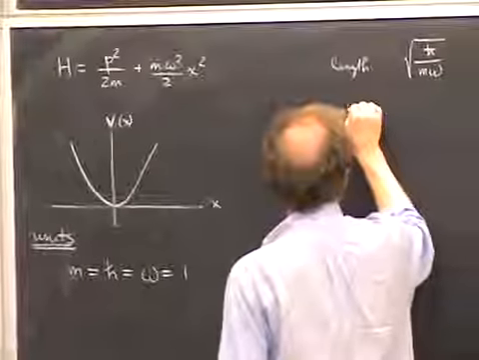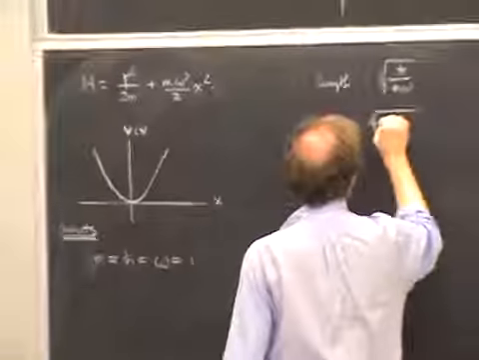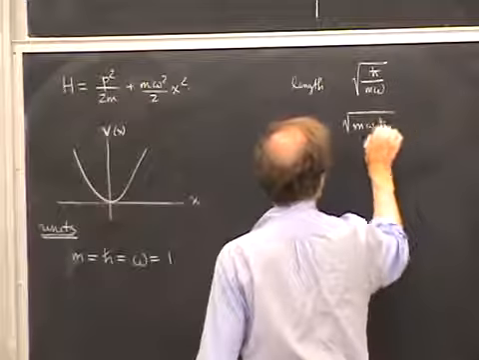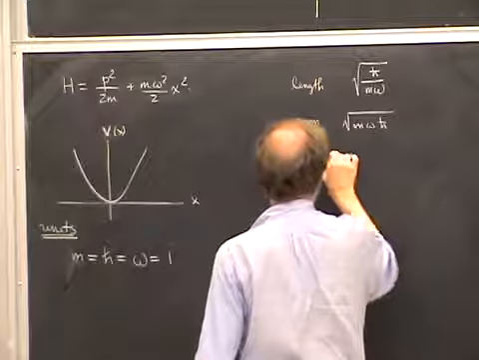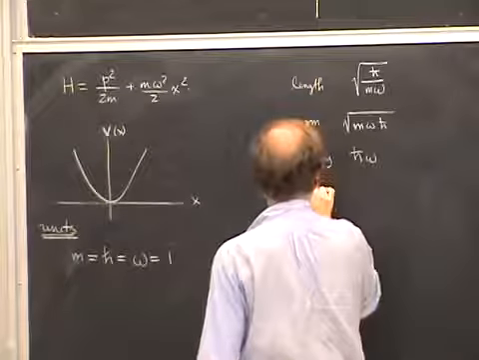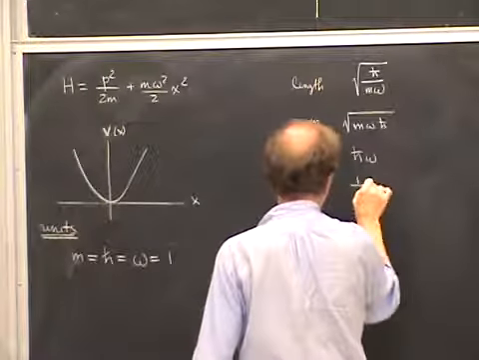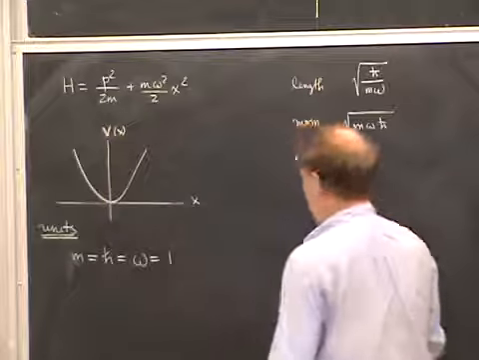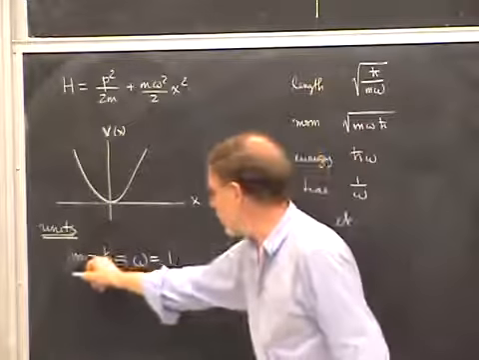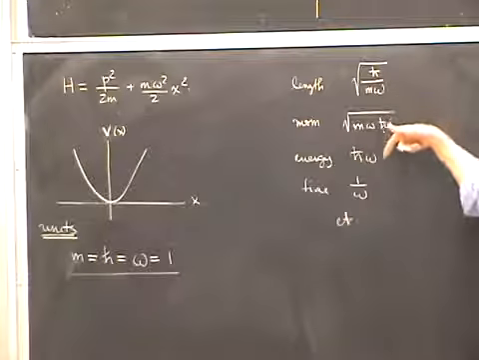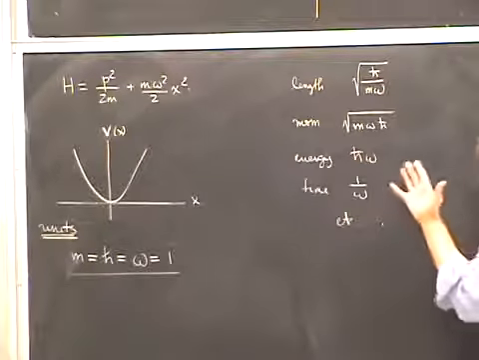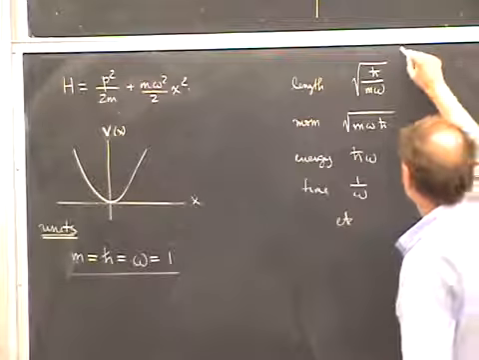And similarly, you get a fundamental unit of momentum, which is the square root of m h bar times omega. You get this fundamental unit of energy, which is h bar omega, of time, which is 1 over omega, and so on. And by choosing units like this, it's equivalent to choosing units of each of these. This length, momentum, energy, time, and so on are all equal to 1 in the unit system we choose.